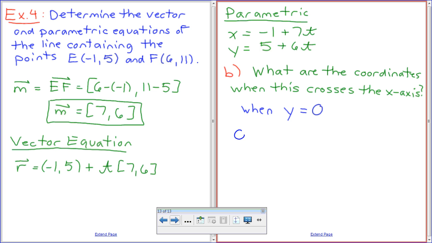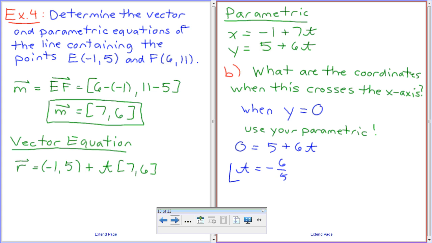So I'm going to solve the equation 0 equals 5 plus 6t. I should probably write parametric so that... So I'm going to just say t equals -6 over 5. Is it 5 or 6? Of course. This is why I don't skip steps.